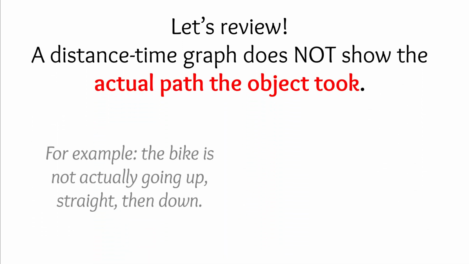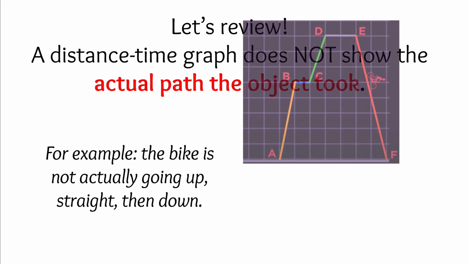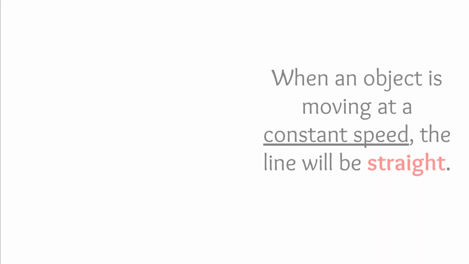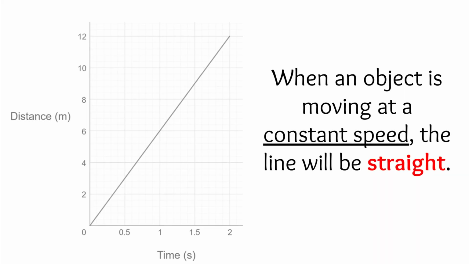All right, let's review what that video is about. That distance time graph that you saw does not show the actual path that an object took. That bicyclist didn't go up a hill straight and then down a hill, okay? It's showing the different speeds. When an object is moving at a constant speed, the line will be straight. We'll talk about curved lines later, but for constant speed, the line will be straight.